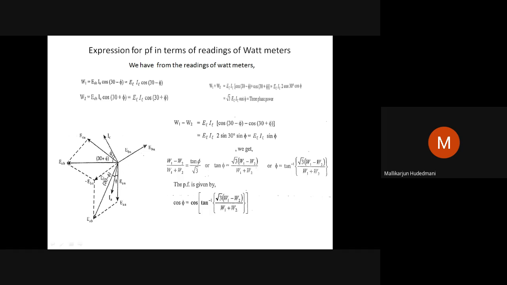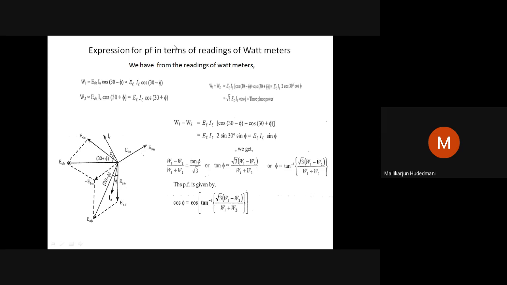How is this vector? If this vector is rotating in anti-clockwise fashion, this is correct. If the vectors were drawn with clockwise rotation, probably the W2 value becomes W1, and W1 becomes W2. That does not make any difference. So depending upon the vectorial rotation, if it is an anti-clockwise rotating pattern, W1 will be 30 minus phi, W2 will be 30 plus phi. And if you take the opposite, just these two are exchanged. That doesn't make any difference. Okay, that's what we have to remember.